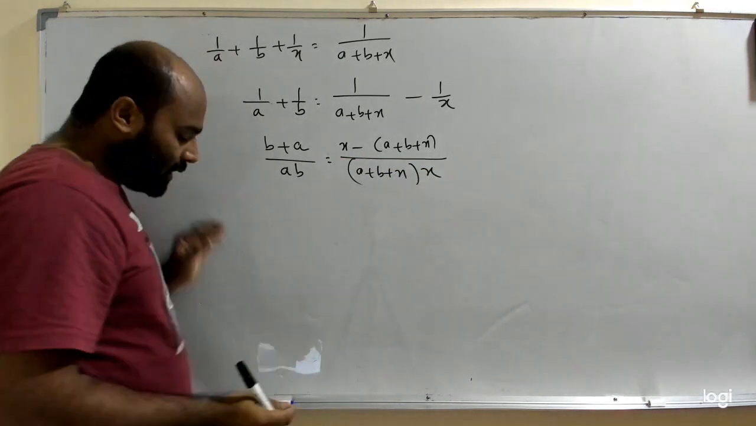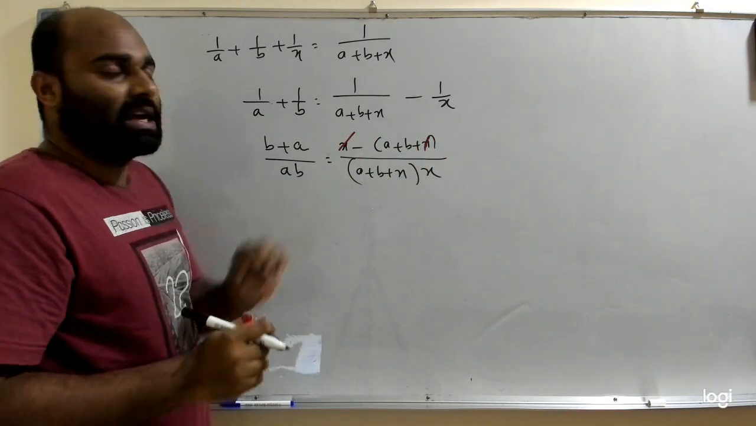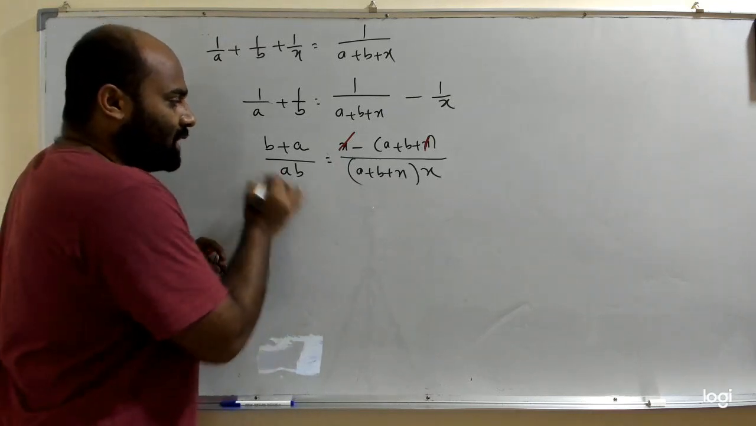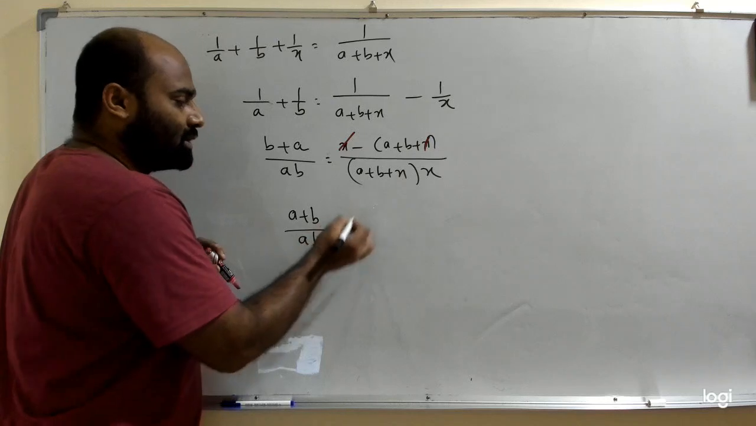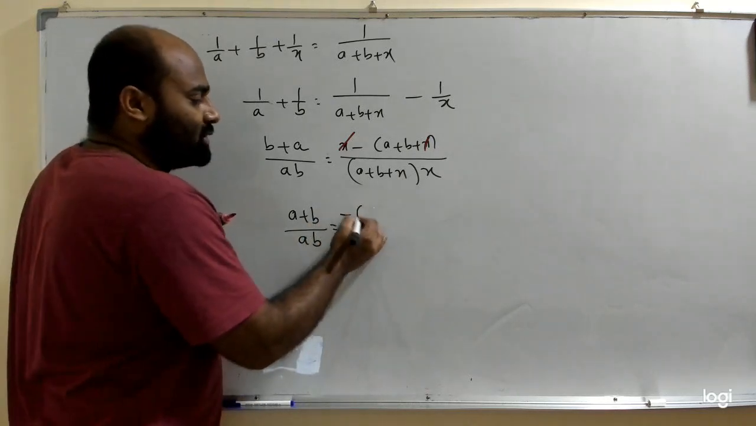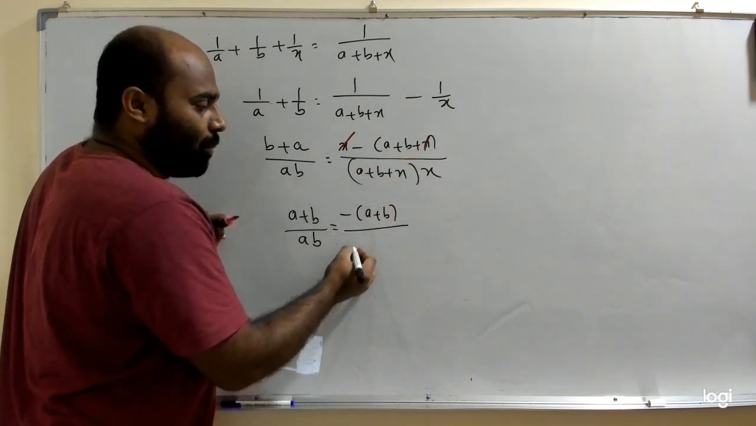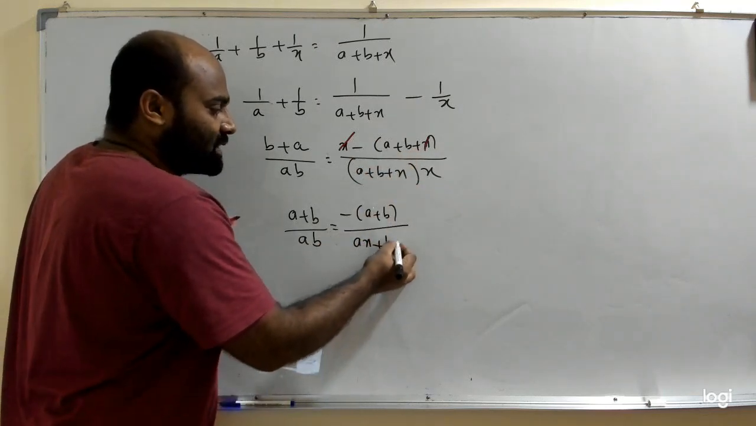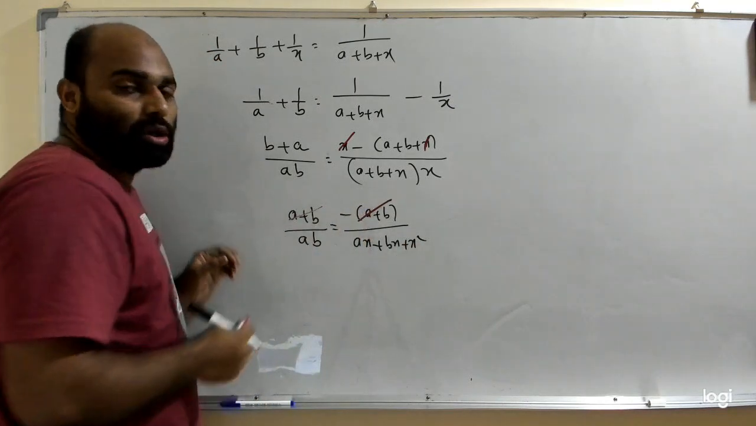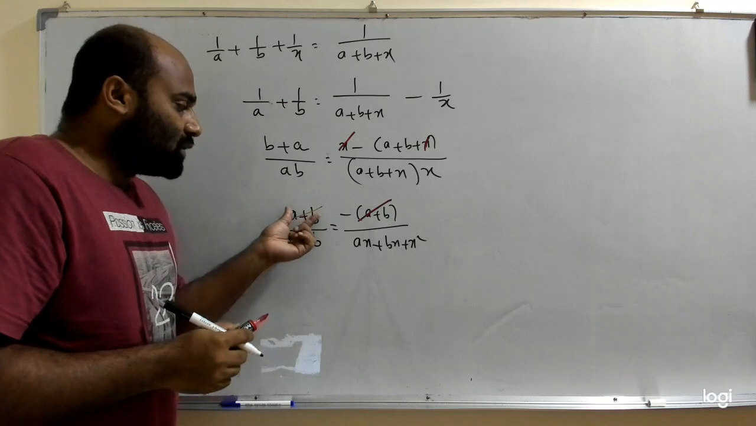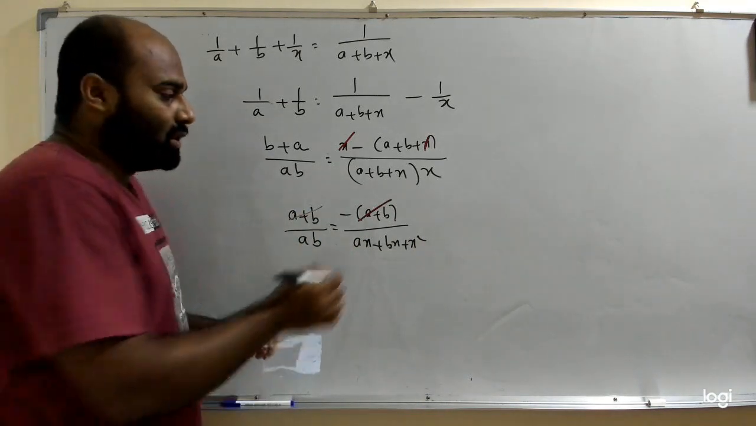Now cancellation. You can cancel this x and this x because there is a negative sign. Now a+b or b+a, both are same because addition is commutative, equal to minus of (a+b). Is it minus of (a+b)? This you can open: ax + bx + x². So you can cut a+b and a+b, both in the numerator, because this multiplication will go as division. But don't forget there is a minus, so it will be minus 1.